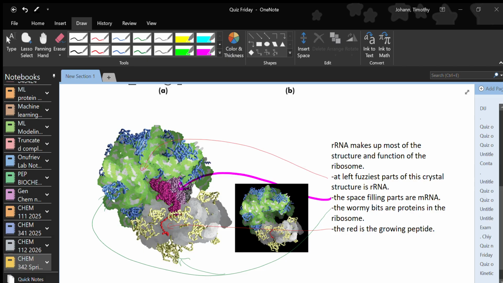Yes? The different subunits, do they differ based on their, is it all still mostly RNA or mRNA? Yes, yes. So I'm pretty sure that this is one subunit and this gray is another. Okay. Thank you.